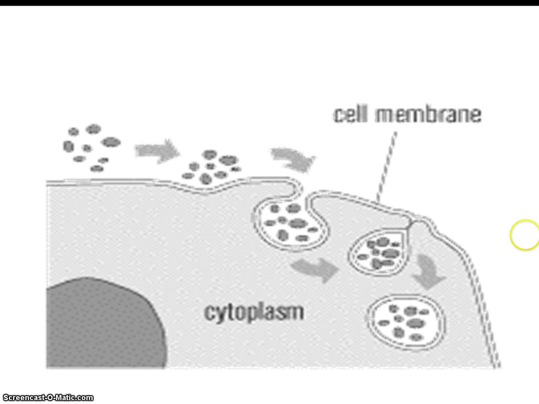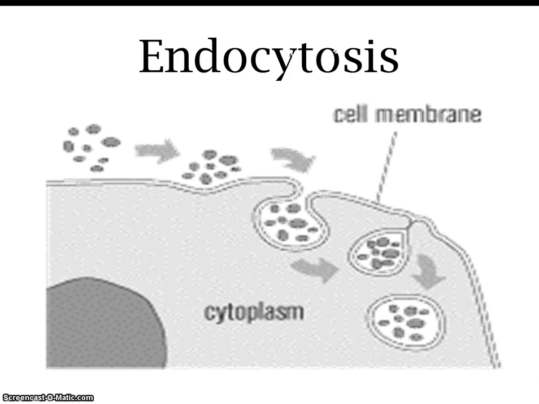Here we go. We have these large bundle of materials. The cell is going to make a vesicle from the membrane itself. It's going to encompass those particles that it wants to bring inside the cell. It's going to pinch itself off, and it's going to travel down to the Golgi, where the Golgi can help transport. Endocytosis.